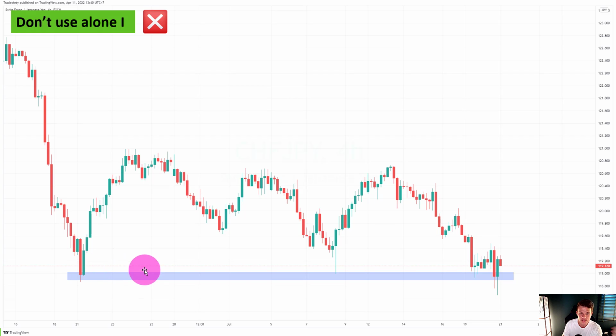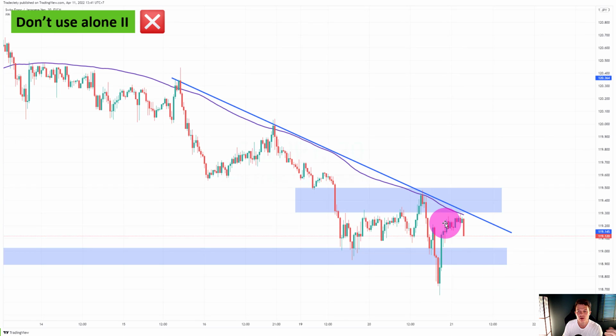So what you could be doing in this case is say, okay, I want to buy off the support, but I don't want to buy just yet. I want to have more information. So what you could be doing is drop to a lower time frame and look for other confluence factors. And then you build your trading plan. For example, here on the lower time frame, we see we have a trend line, we have a moving average, and here's another flip zone. So previous support turns into resistance.